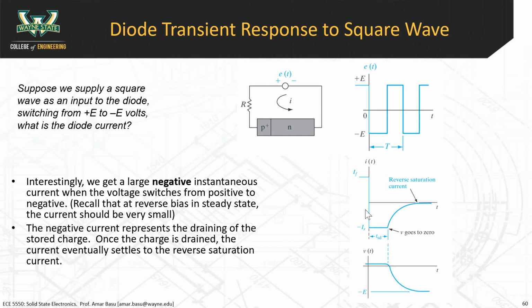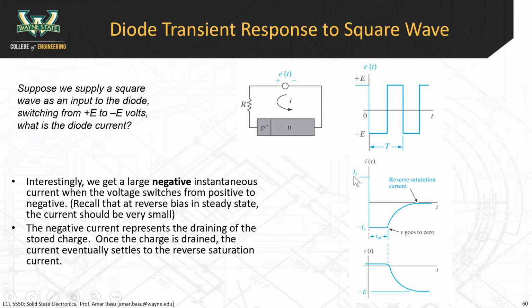If you reverse bias a diode, what do you expect to happen to the current? Is it going to be high or low? It's going to be low. Remember, a diode conducts current in one direction, so if you put a negative voltage across the diode, we expect the current to be 0. But watch what happens instead.